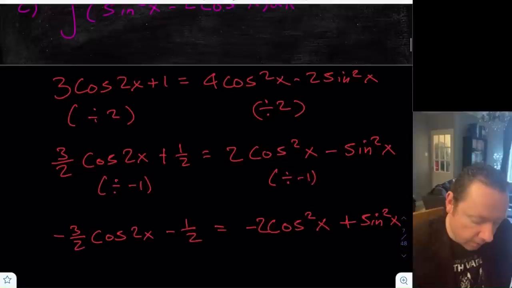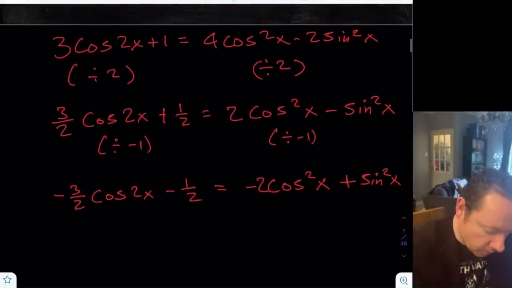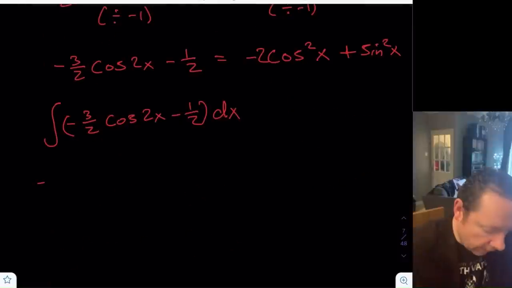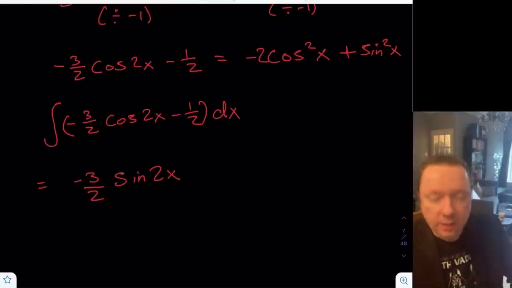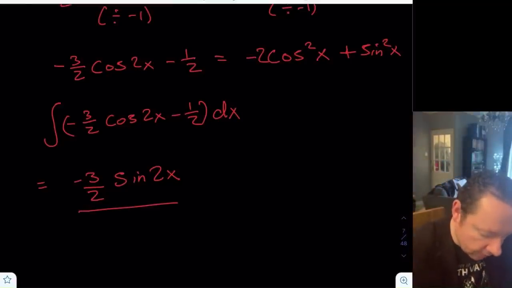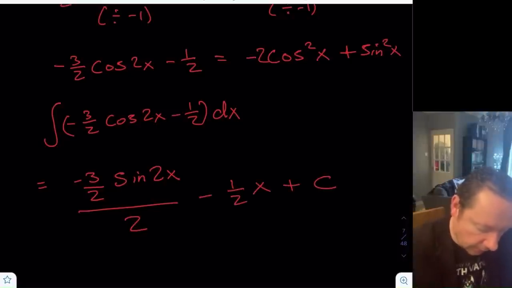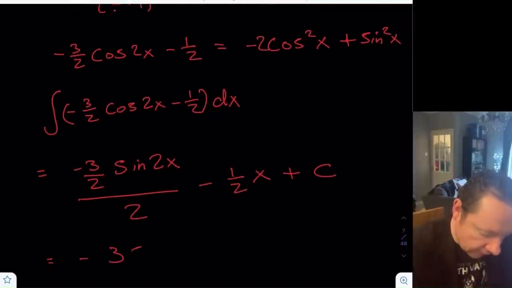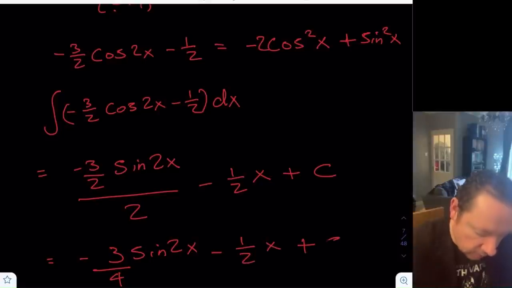So if I can integrate my left hand side, my integral becomes the integral of minus 3 over 2 cos 2x minus a half dx. That equals minus 3 over 2, cos goes to sine, so sine 2x. And you need to differentiate 2x to get 2 and divide by 2, so I'm dividing the whole thing by 2. A half minus a half goes to minus a half x, and we've got plus c. Dividing a fraction by a number means I can just times the denominators. So we get minus 3 sine 2x over 4 minus a half of x plus c.